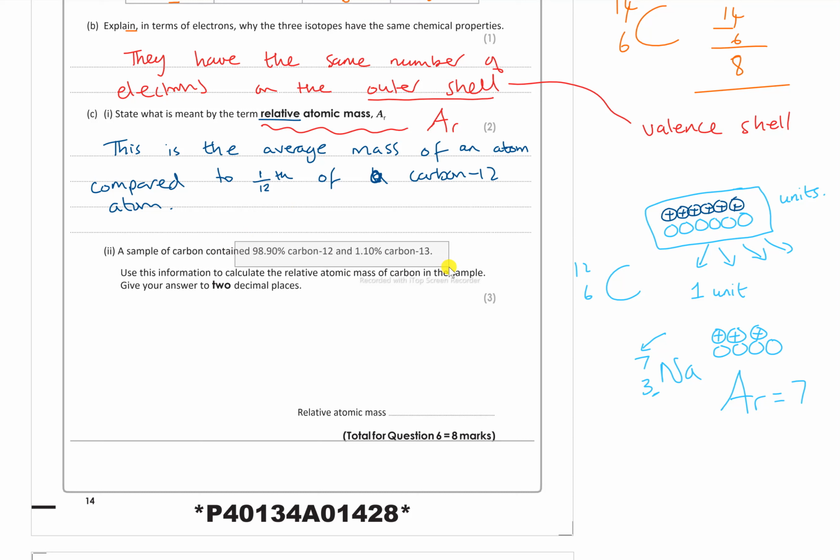So can you remember this is a similar question to the one we had earlier? How do we work this out? Draw a big fraction line. It's carbon 12, so we'll do 12 times the percentage plus carbon 13, 13 times the percentage, all over 100. And your answer for that should be, according to the mark scheme, 12.1 units, that's the relative atomic mass. That is it.